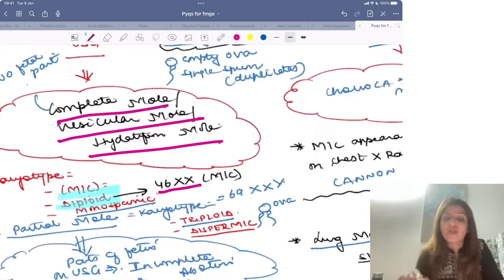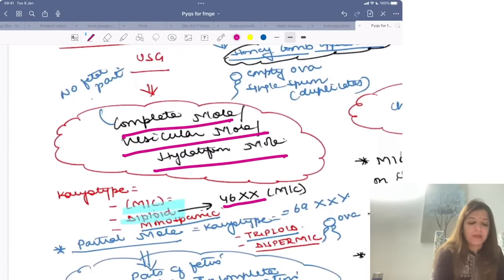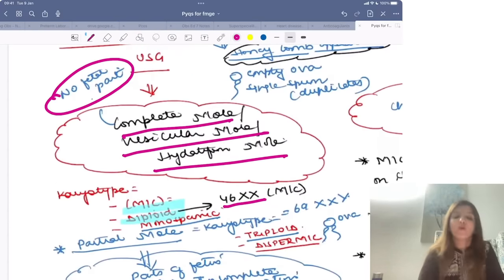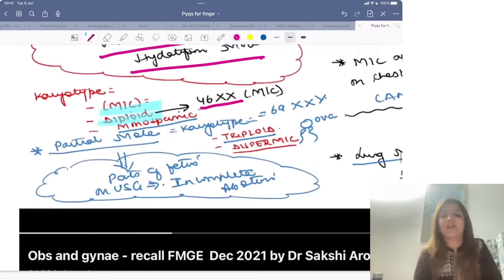Complete mole is diploid. Please remember, in complete mole there is an empty ovum which is fertilized by a sperm, and then the chromosome number of the sperm duplicates, so they are diploid. Most common chromosome number is 46XX, and in case of complete mole, you don't see any fetal part. Whereas in partial mole, the karyotype is triploid, and you get 69XXY. That is the most common chromosome number. In partial mole some part of the fetus will be seen on ultrasound, and that is why it resembles incomplete abortion. So if you are getting a snowstorm appearance on ultrasound, you are dealing with a complete mole, also called vesicular mole.